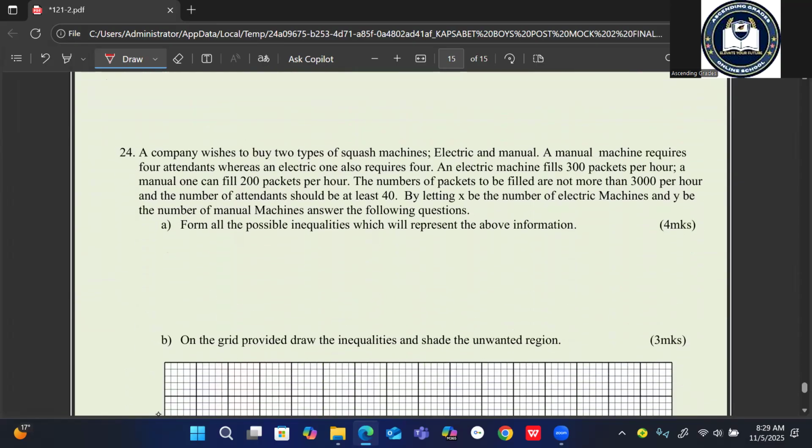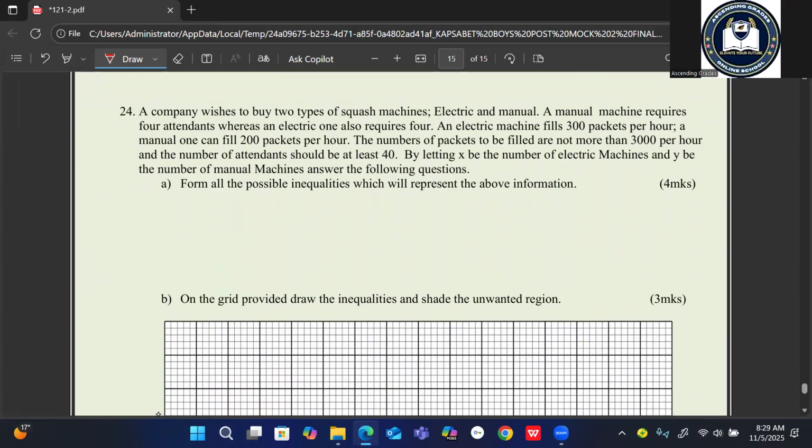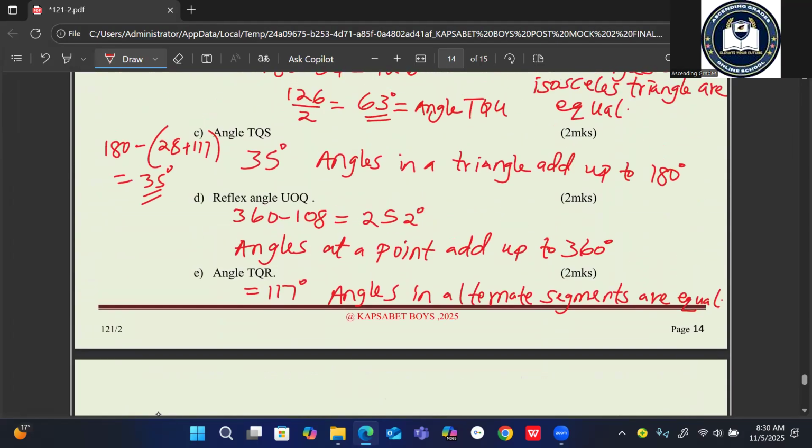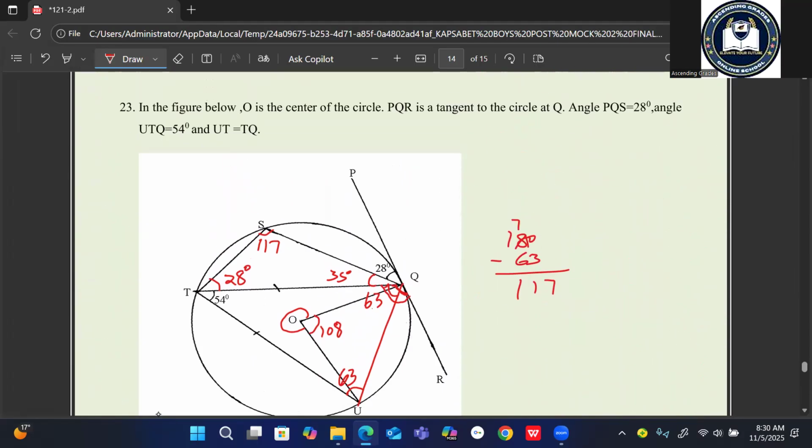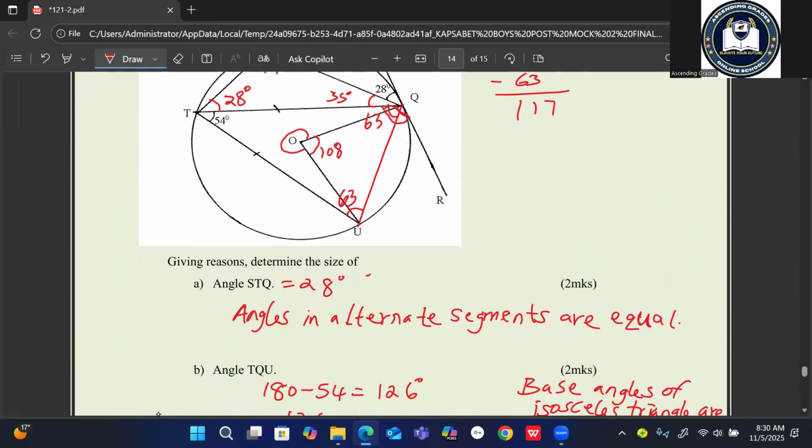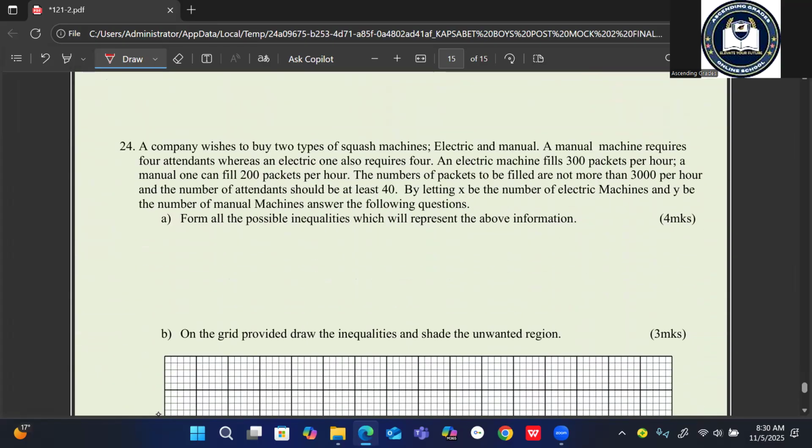So from there we go to number 24. That was the end of that question. That was one of the simplest questions in that paper.